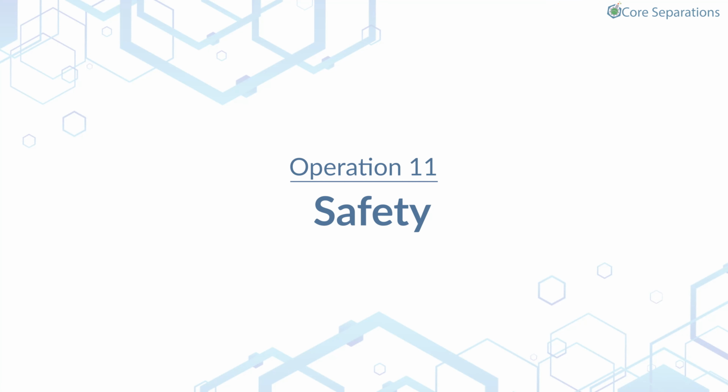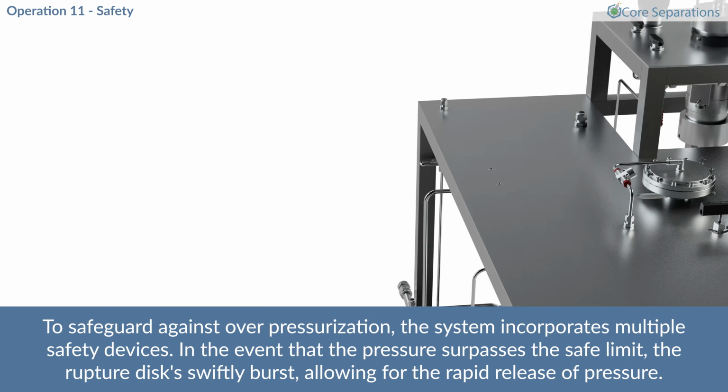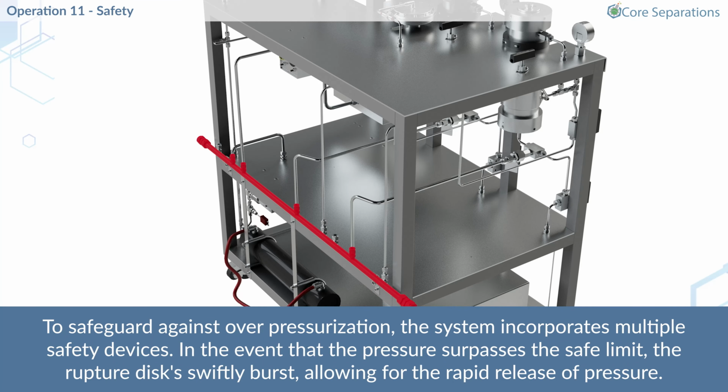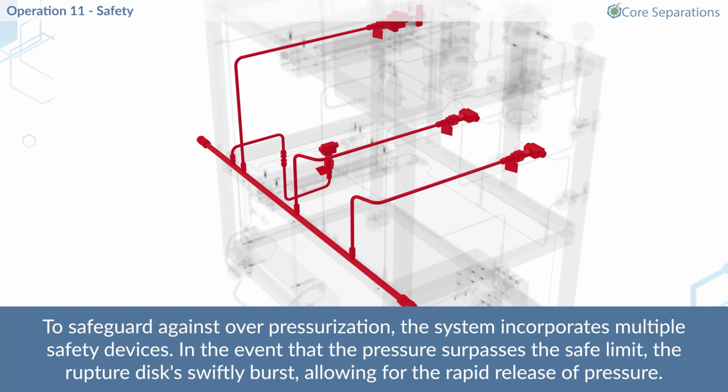Operation 11. Safety. To safeguard against overpressurization, the system incorporates multiple safety devices. In the event that the pressure surpasses the safe limit, the rupture discs swiftly burst, allowing for the rapid release of pressure.